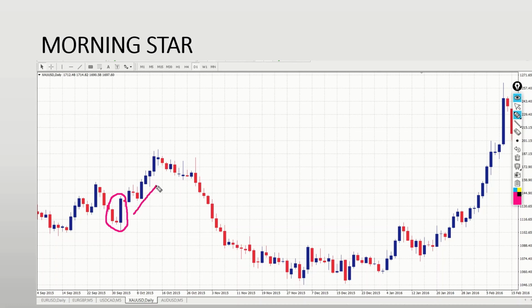Then it shows a successful change in trend because the preceding year was a bear market. Okay, so you have that one. Then we have another one here. So in most cases, due to liquidity, the gaps are very minimal.